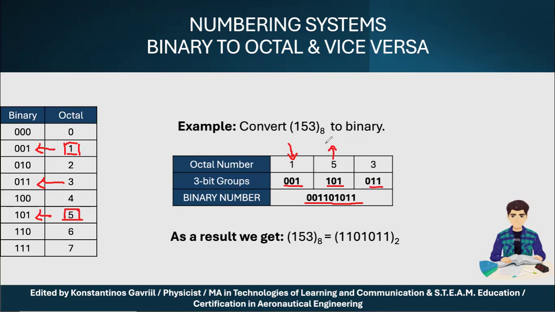Okay, so the binary and octal have a relation, because the 8 can be written as 2 to the power of 3. So you can see they have a straight relation. That is why we can have it in a table like you see in this presentation.